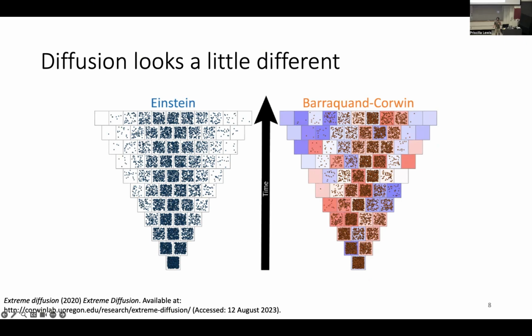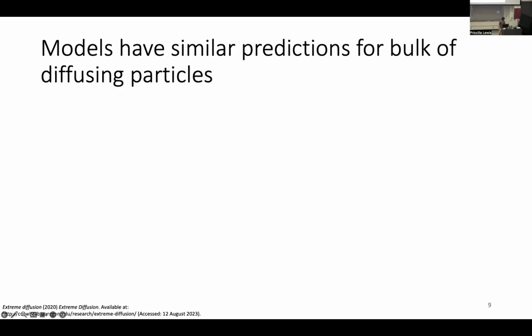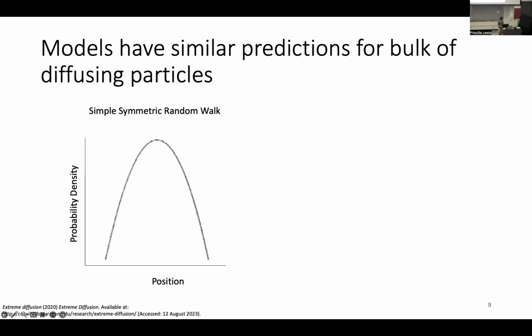So why are these models important? Well, it turns out that these models have similar predictions for where the bulk of diffusing objects in a diffusing system will end up. So what do I mean by that? In this graph, you can see probability density on the y-axis and position on the x-axis. And this is the graph for a diffusing system in the simple symmetric random walk model. The y-axis is on a log scale, which is why it doesn't look like a Gaussian distribution. And the line is smooth.